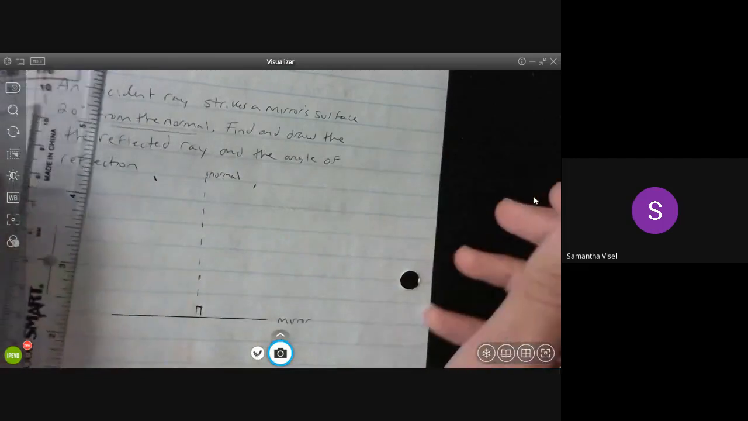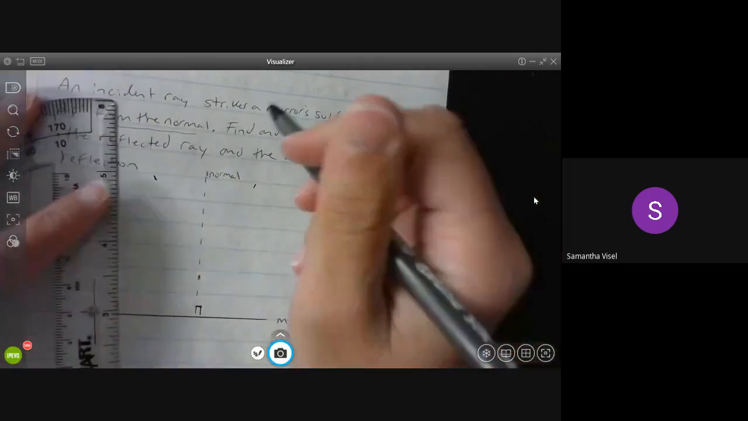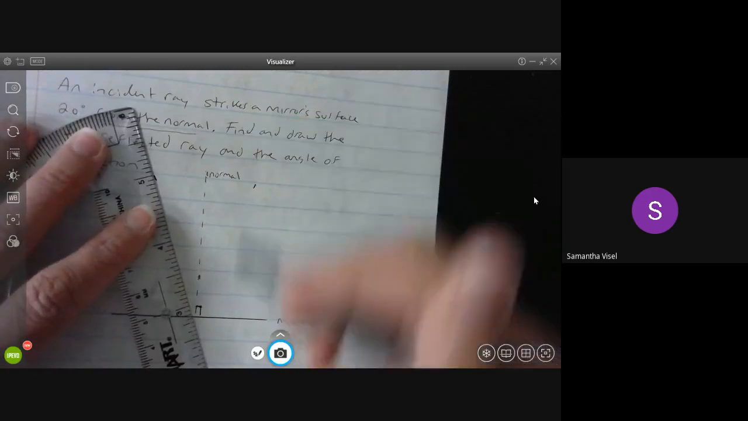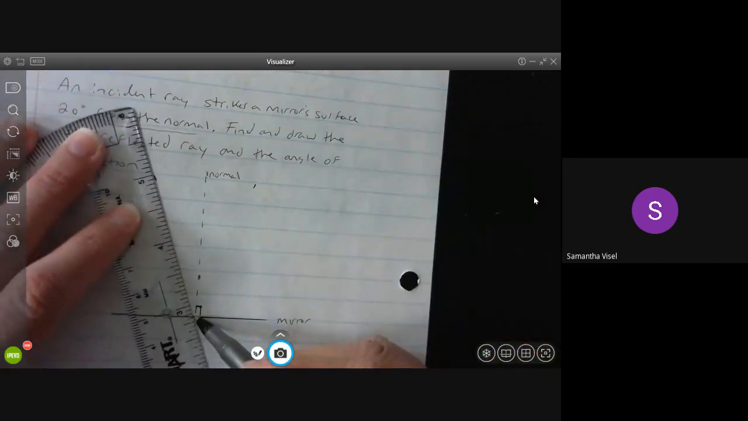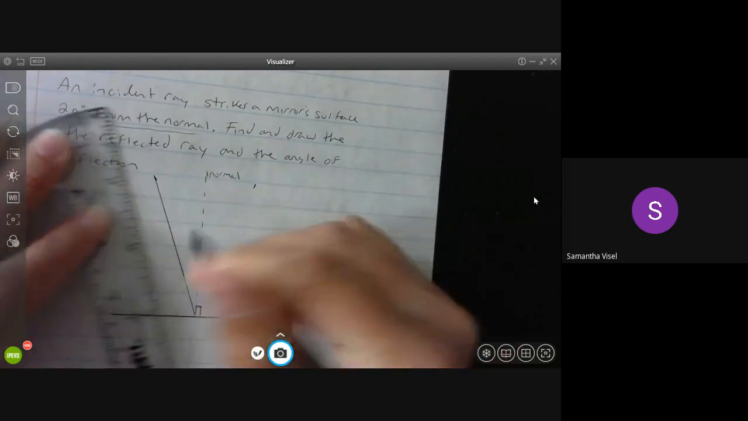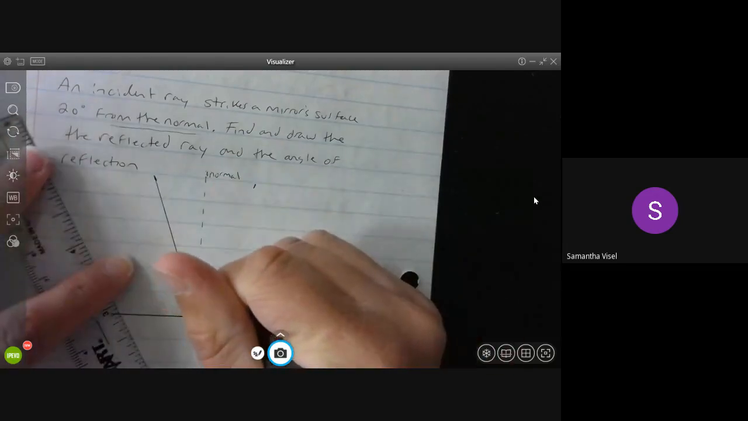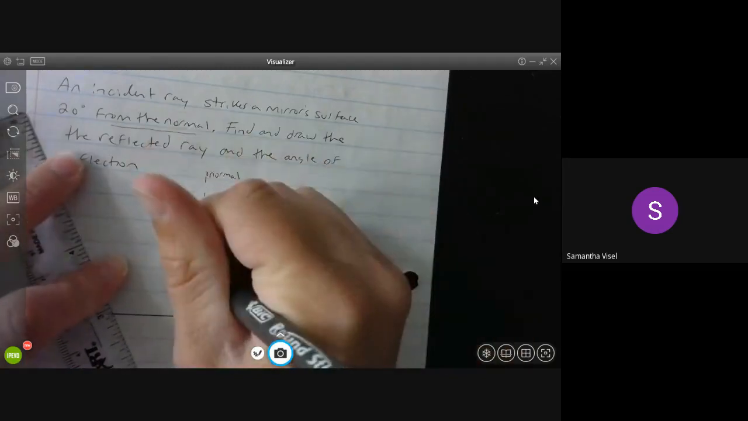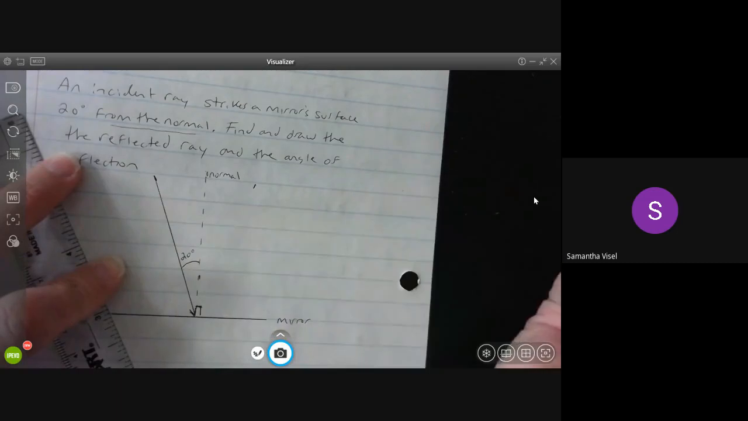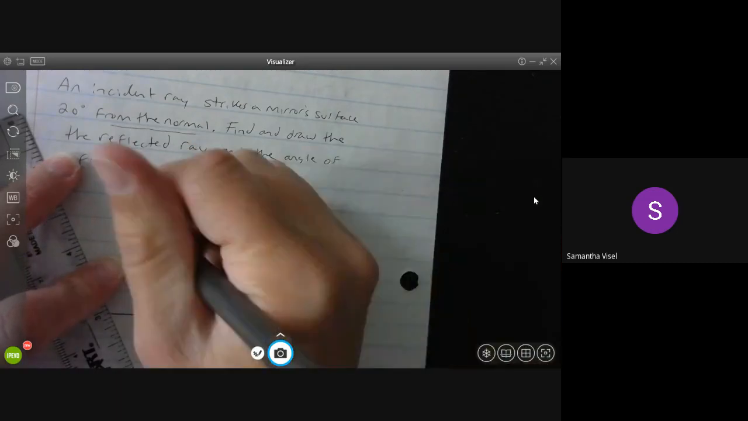All right, so now I can draw my lines. I can draw my angles. So I can line up this line here with the normal and draw a straight line from there to there, draw an arrow. And I can label this as being 20 degrees. And this is my incident ray.